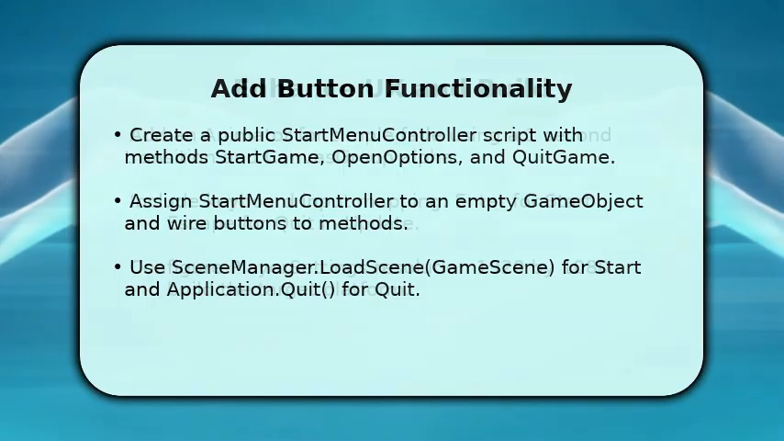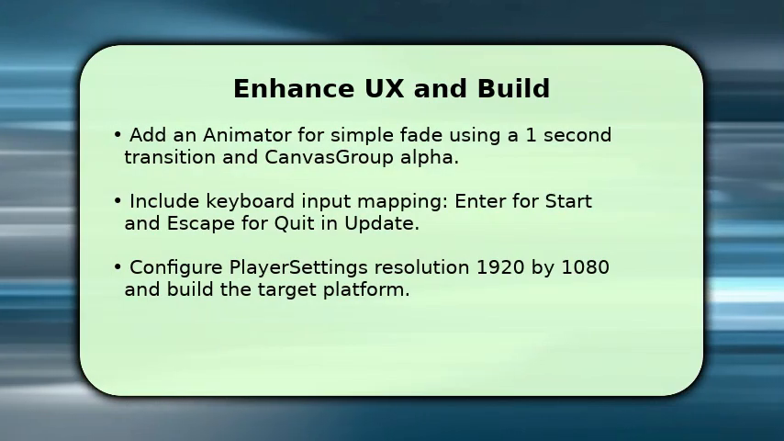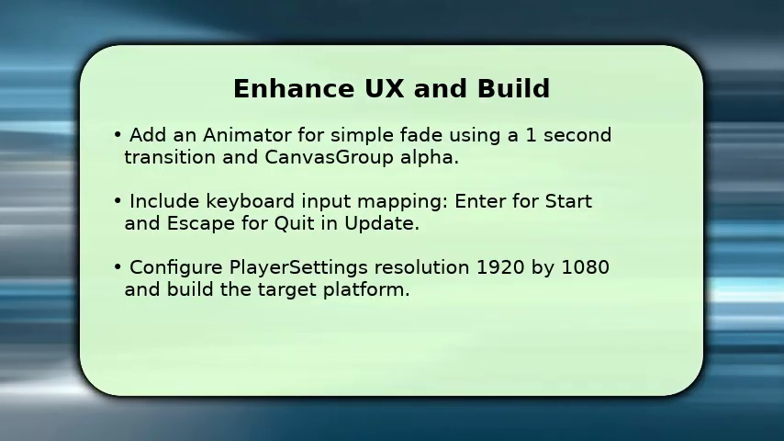Improve the menu by adding a canvas group component and an animator for fade effects. Create an animation that changes alpha from 0 to 1 over 1 second for smooth transitions. Hook the animator to call Start Game after the fade completes using an animation event.